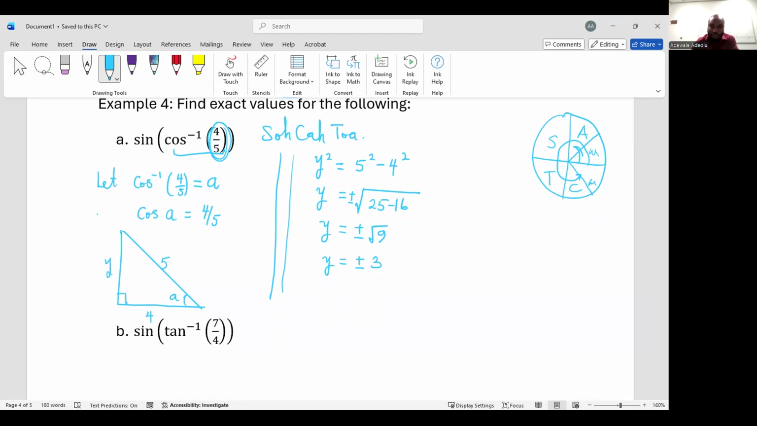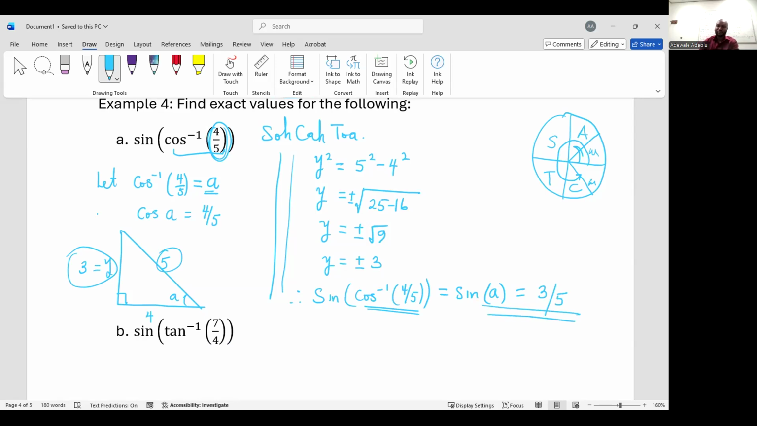Therefore, we can now proceed to say, cosine inverse of 4 over 5, which is the same thing as sine of, remember, we said it is A, which is sine of A. We just need to go back to the triangle. What is sine of A? That is opposite over hypotenuse. So that is 3 over 5, answer. So that is that.